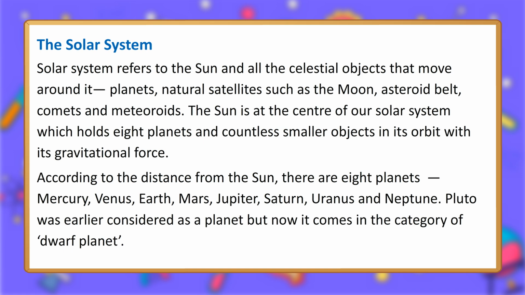According to the distance from the Sun, there are 8 planets: Mercury, Venus, Earth, Mars, Jupiter, Saturn, Uranus, and Neptune. Pluto was earlier considered as a planet, but now it comes in the category of dwarf planet.